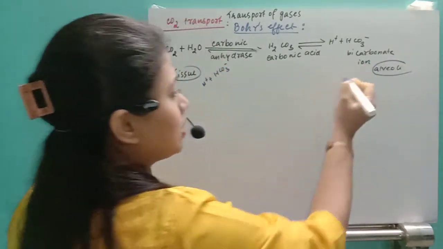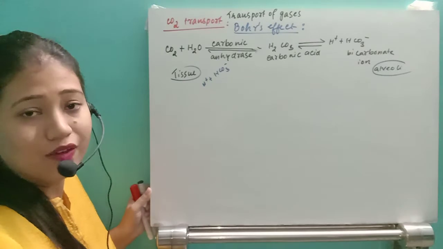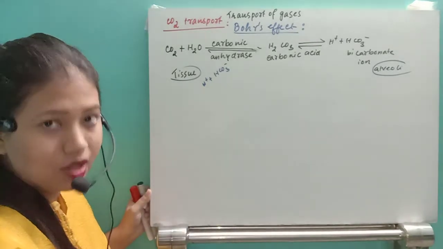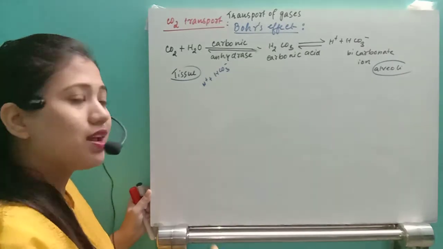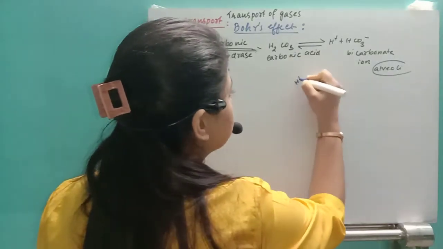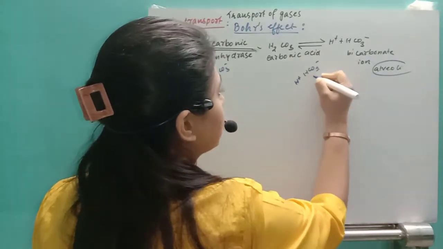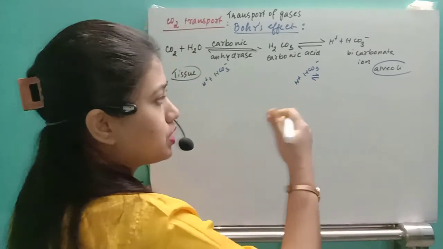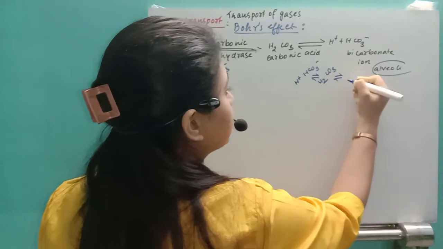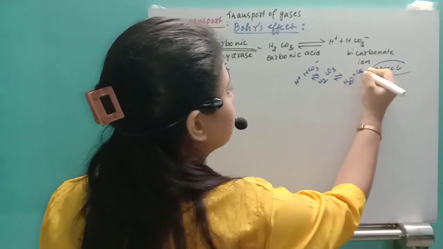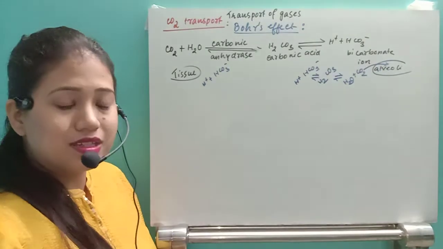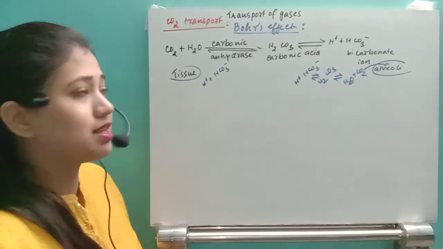And whenever it reaches the region of the alveoli, it will ask for carbon dioxide, isn't it? Because this carbon dioxide has to be exchanged. So that's why the reaction gets reversed once again. How will the reaction be reversed? The hydrogen ion binds with the bicarbonate ion, that forms carbonic acid once again, and this carbonic acid dissociates into water and carbon dioxide, and this way carbon dioxide is transported. So what is this phenomenon? This phenomenon is called the Bohr's effect.